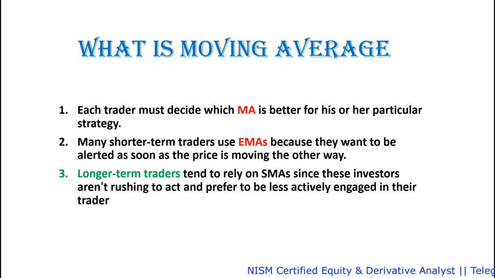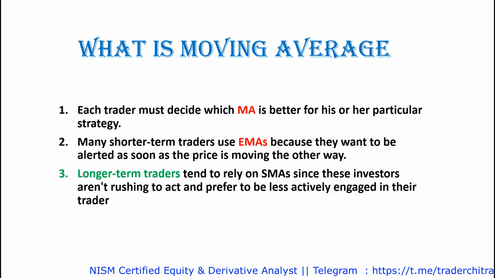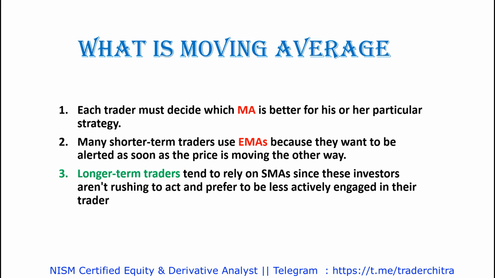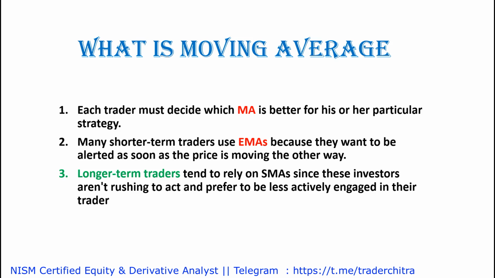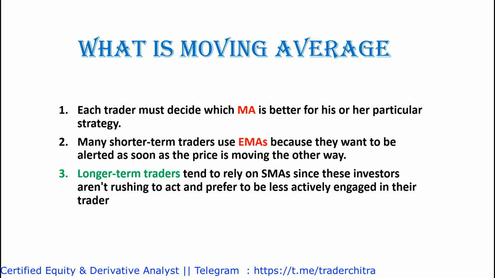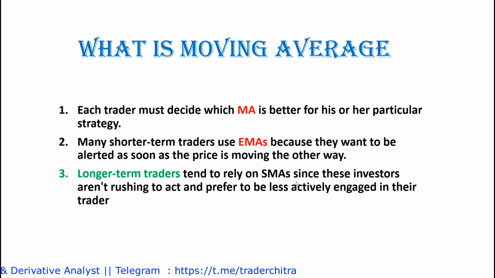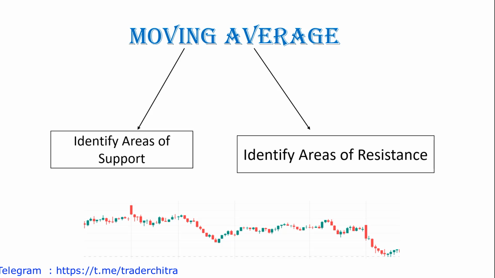Each trader must decide which moving average is better for his particular strategy. Many short-term traders use EMAs because they want to be alerted as soon as the price is moving the other way. Long-term traders, that is, if you are doing swing or positional trading, tend to rely on the SMAs, since these investors are in no rush to act and prefer to be less actively engaged in their trading.